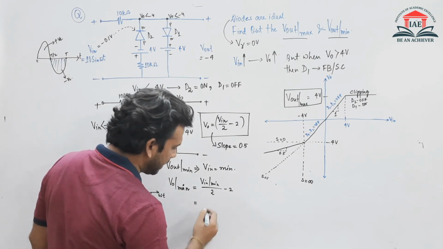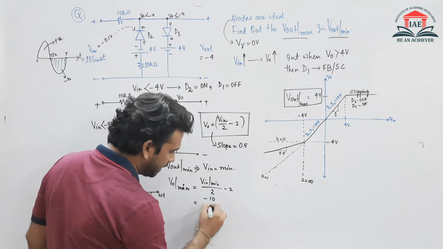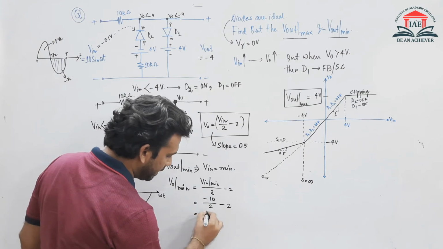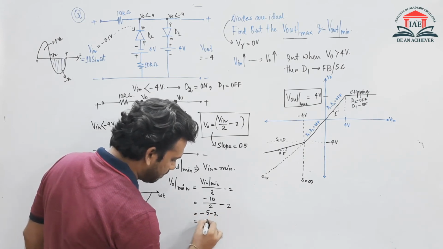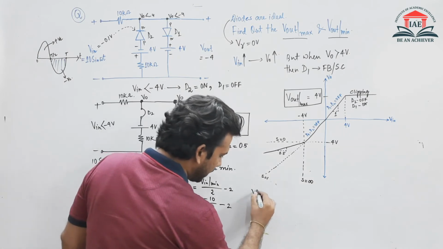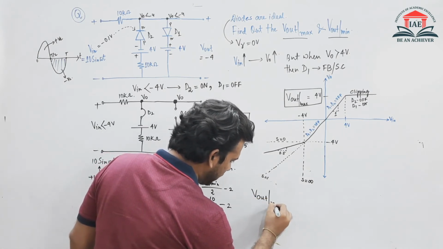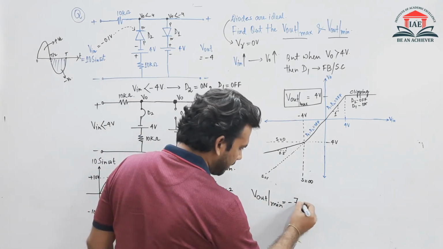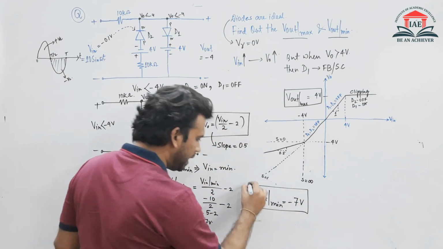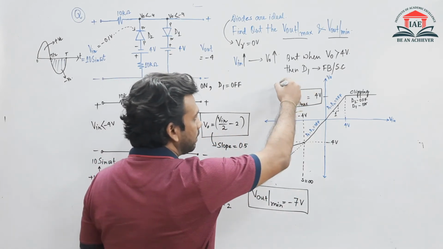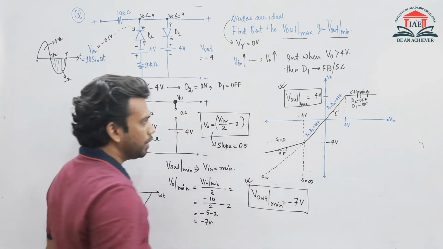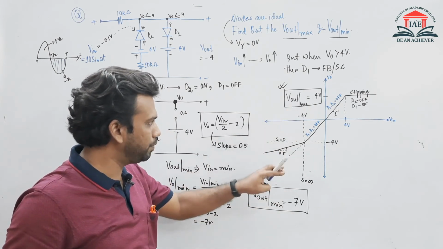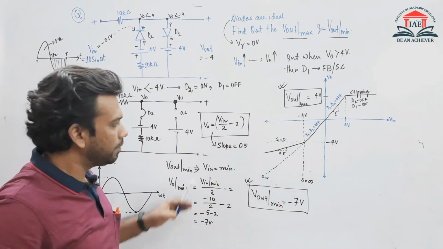That means we can say here, the input value minimum is minus 10. So minus 10 by 2 minus 2. So it is coming as minus 5 minus 2, that is minus 7 volt. So what we have seen is that the output voltage का जो minimum value हो रहा है, this output voltage minimum value is coming as minus 7. So this is the minimum value of the output and this is the maximum value of the output. So in this way we can find the value of the maximum and the minimum of the output by using the transfer function method.